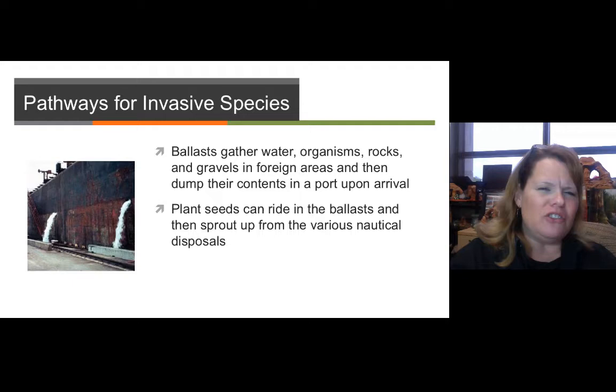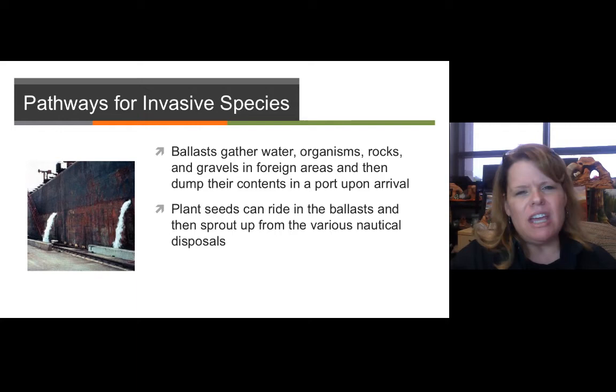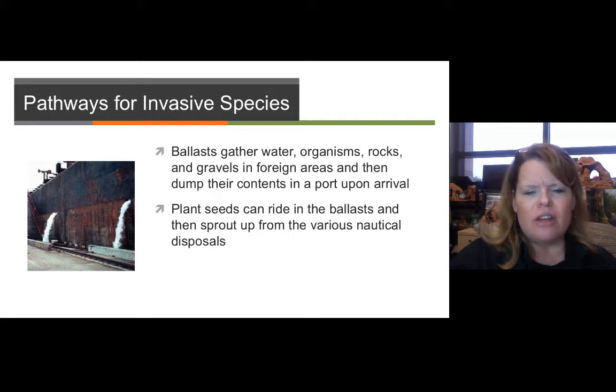So let's define what ballast water is. I promised you earlier that we'd talk more about it. Now that you've seen what ballast water does in that video, you're able to see that ships take in the water so they can sustain and operate in the open seas, and then they discharge it before or in a port. So ballasts gather water, organisms, rocks, and gravels in foreign areas and then dump their contents in a port upon arrival. Plant seeds can take a ride in the ballast and then sprout up from various nautical disposal sites.